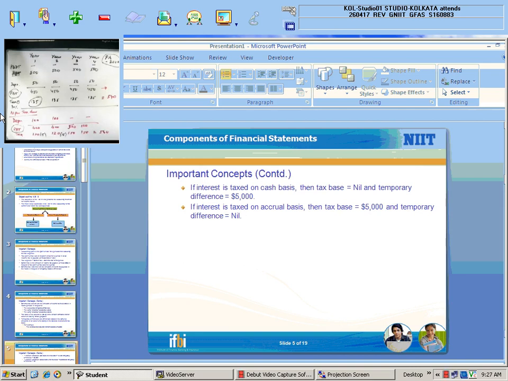If the interest is taxed on accrual basis, if the tax law requires that interest earned should be taxed on accrual basis, then the tax base is 5,000. For tax purposes, the asset will be recognized at 5,000. The tax base is 5,000 and the temporary difference will be nil because the carrying value in the balance sheet is also 5,000. So there is no temporary difference.